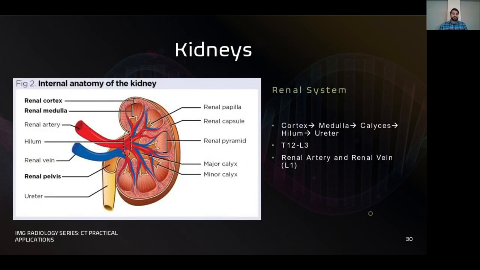Now we're going to talk a little bit about the kidneys. We need to understand how the kidney functions essentially. You have your renal artery and renal vein, which supply the kidney. In terms of how the renal system works, you've got the cortex, and then you've got the medulla. This is all your filtering system. From the cortex, blood travels to the medulla, and then from the medulla to the calyces, and that's your filtration happening here. And from the calyces into the hilum, and from the hilum into the ureter, and that's your urine and excretory products. So once again, cortex to the medulla, medulla to your calyces, then to your hilum, and then to your ureter.